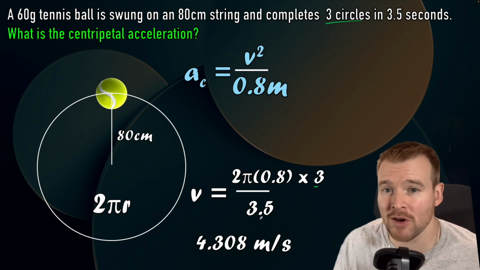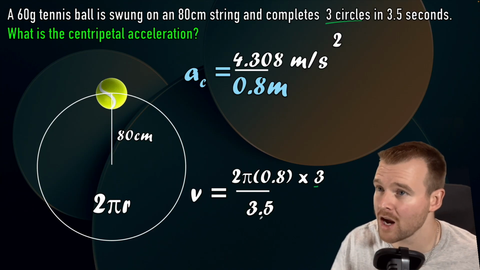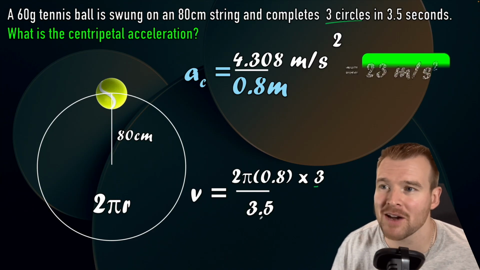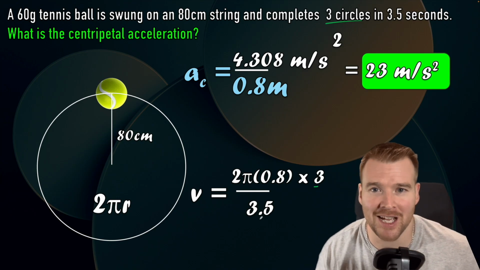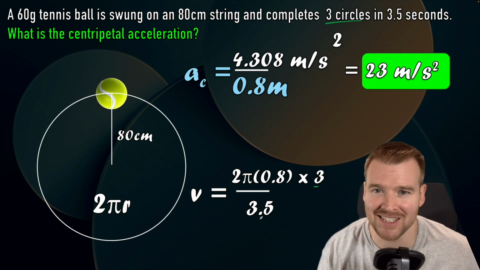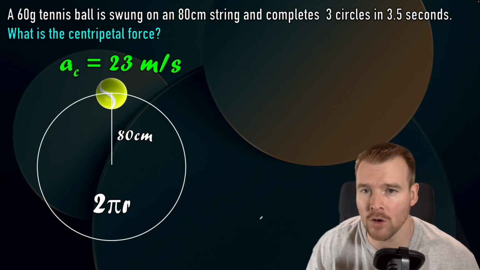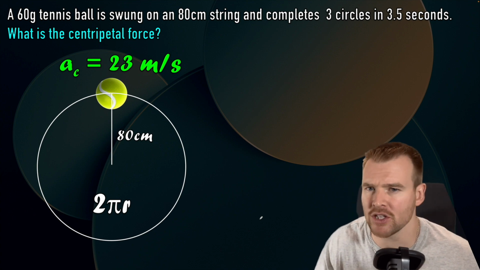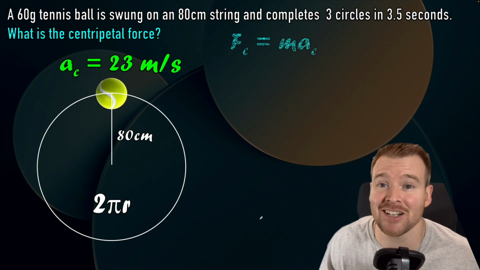Now that we know how fast it's going, let's just throw that up into the equation. Don't forget to square it, so 4.308 squared divided by 0.8, and I get an answer of 23 meters per second squared for our centripetal acceleration. Now, we could go one step further. I've changed the question here to what's the centripetal force. If it asked me this right away, I'd have to use m v squared over r. But since I already have that a_c, it's actually not too bad a question.